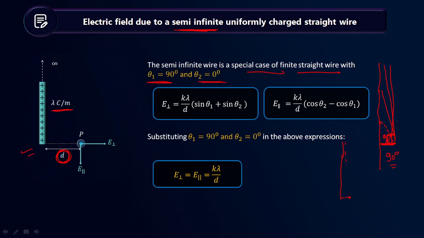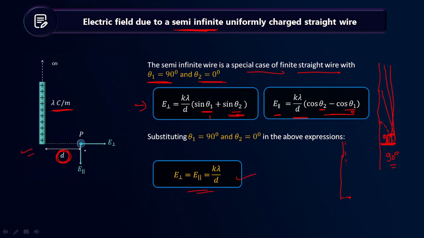Now we had the formula E perpendicular equals k lambda by d times sine theta 1 plus sine theta 2, and E parallel was k lambda by d times cos theta 2 minus cos theta 1. Now just put the values and we can simplify. Sine 90 is how much? 1, and sine 0 is 0. So E perpendicular will become k lambda by d. And when we talk about E parallel, cos theta 2, cos 0 is how much? 1, and cos 90 is 0. So it will also equal k lambda by d.